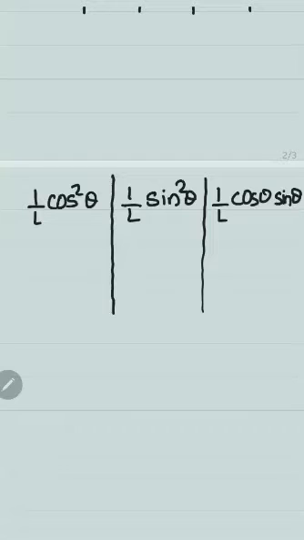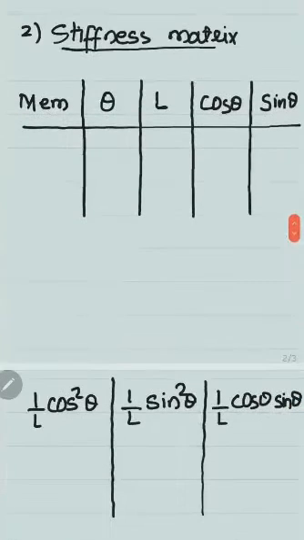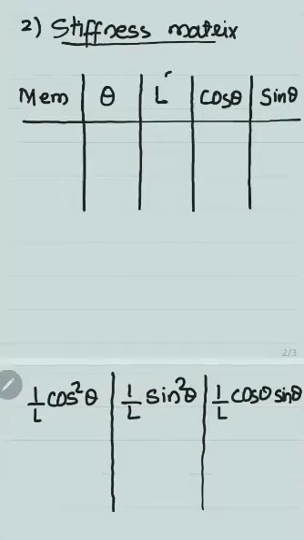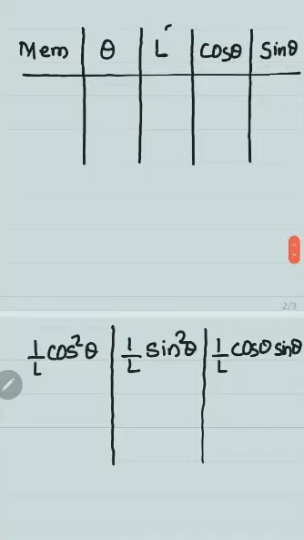If suppose AE by L is not constant, then you have to take A and E. You have to calculate A by L for all the members, and instead of L you have to take A by L there. Then you require A by L cos square theta, A by L sin square theta, and A by L cos theta sin theta. Clear?